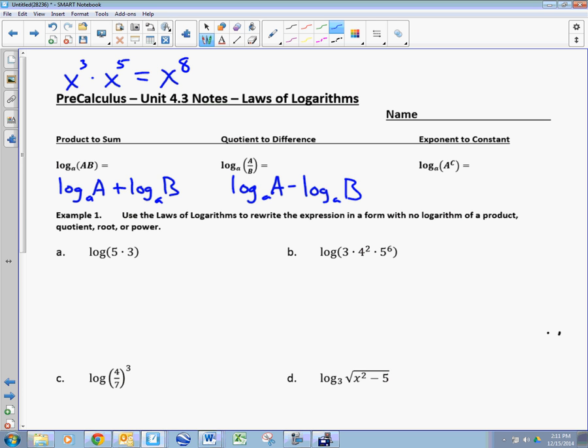The last one. What if you got a power to a power? What do you do? Multiply. So you would take that power and you would multiply it by the exponent.